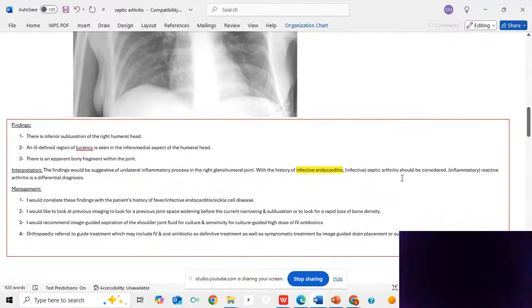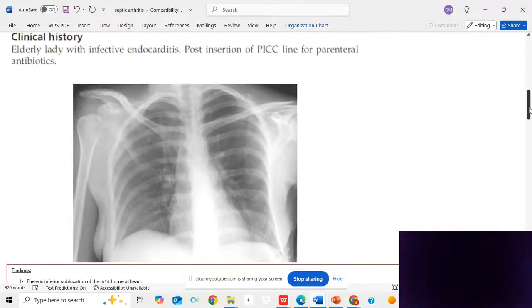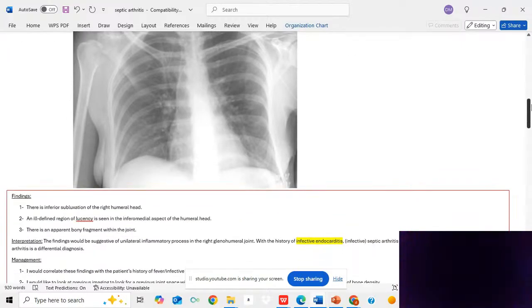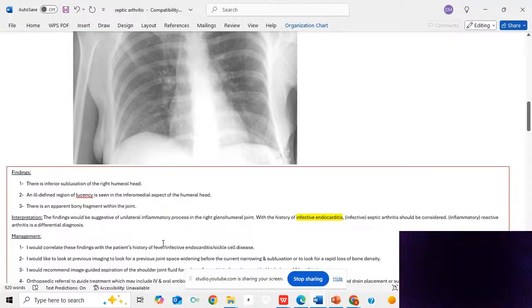However, inflammatory arthritis should be considered as a differential diagnosis, okay? You know that most of the inflammatory arthritis should be bilateral. However, reactive arthritis is the only unilateral form, okay? So we have here a unilateral inflammatory process. So you need to mention reactive arthritis in the differential diagnosis.